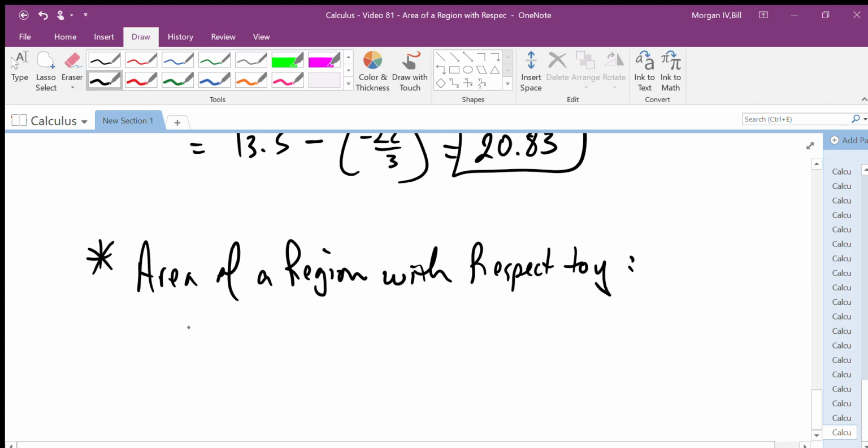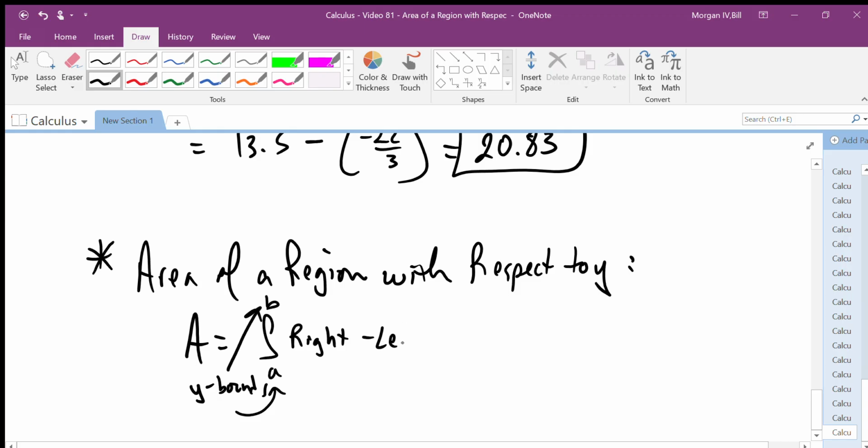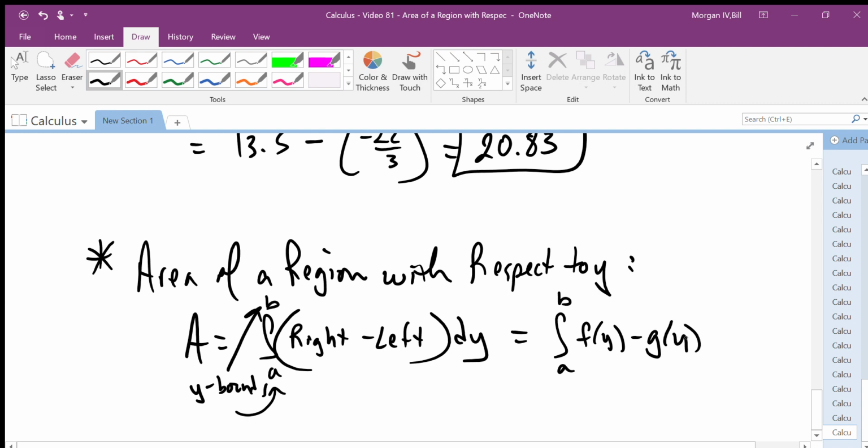We have area is equal to the integral of a to b, where those are y bounds, right, on the y-axis, of the right function minus the left function dy. Or you might see it like this, the integral from a to b of f of y minus g of y, functions in terms of y, dy.